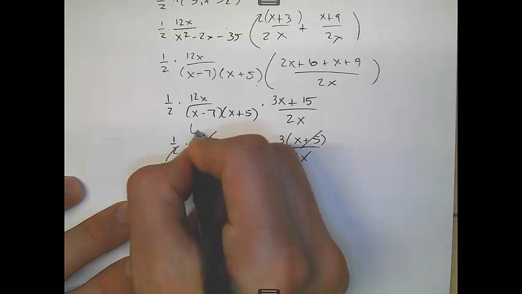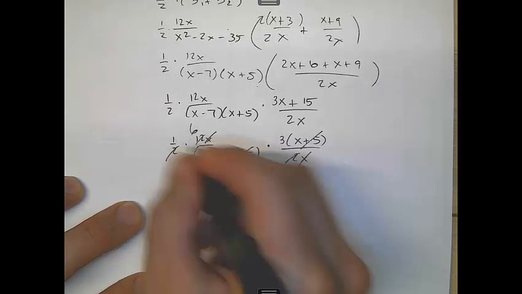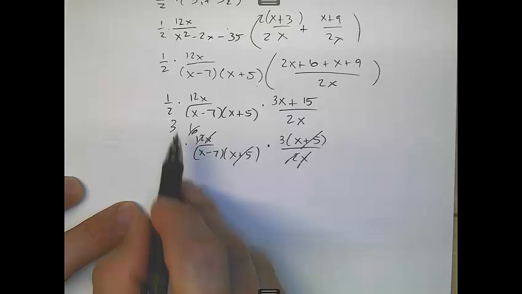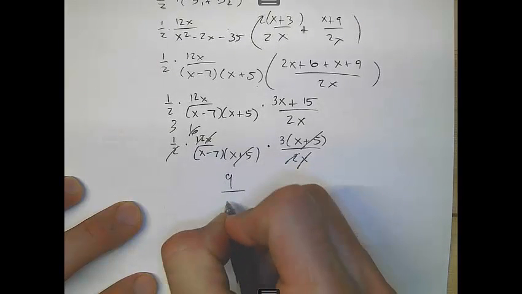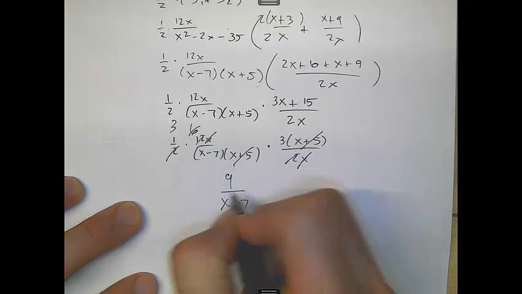Alright, 2 goes into 12 6 times, but 2 also goes into 6 3 times. So I'm left with 3 times 3, which is 9 in the top. All over x minus 7 is my final answer.